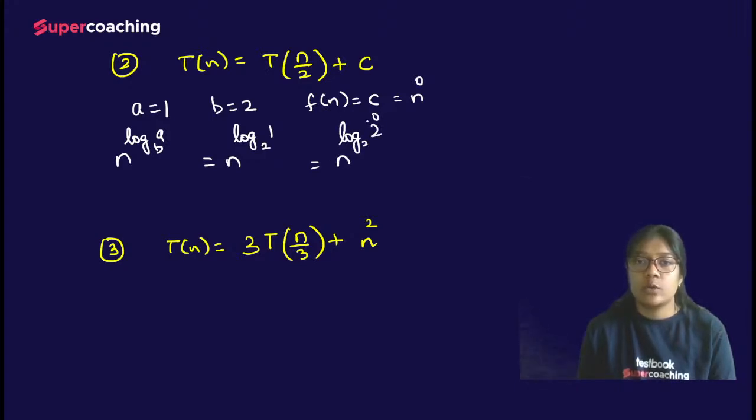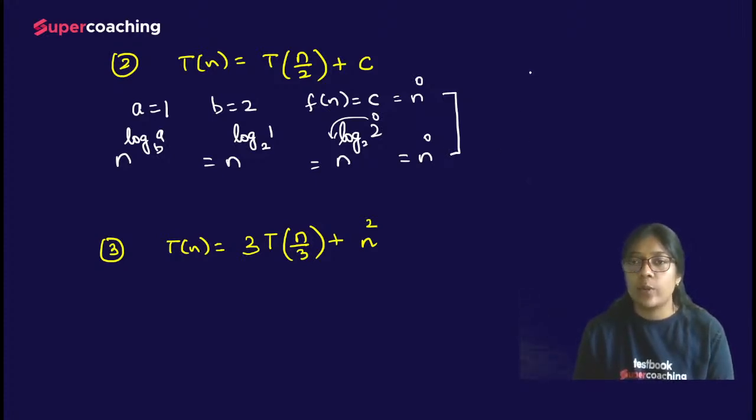2 raised to power 0. So this will come here. It is n raised to power 0. Now these both the values are same. So that means here we are getting a case when f of n is equal to n raised to power log a with base b. Both values are the same, so what time complexity do we return? It is f of n.